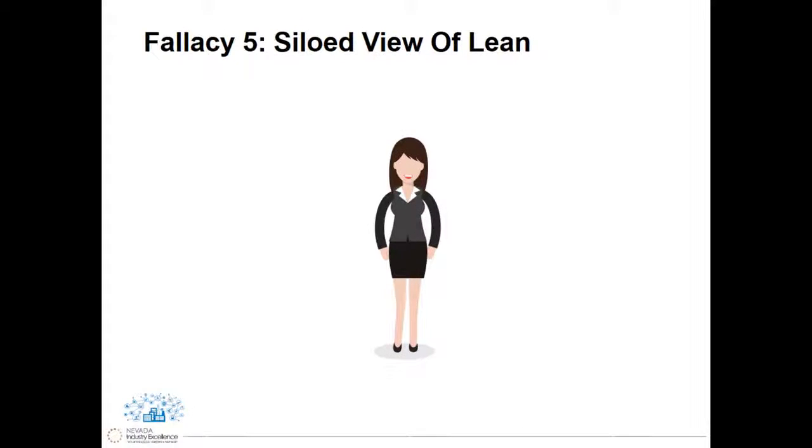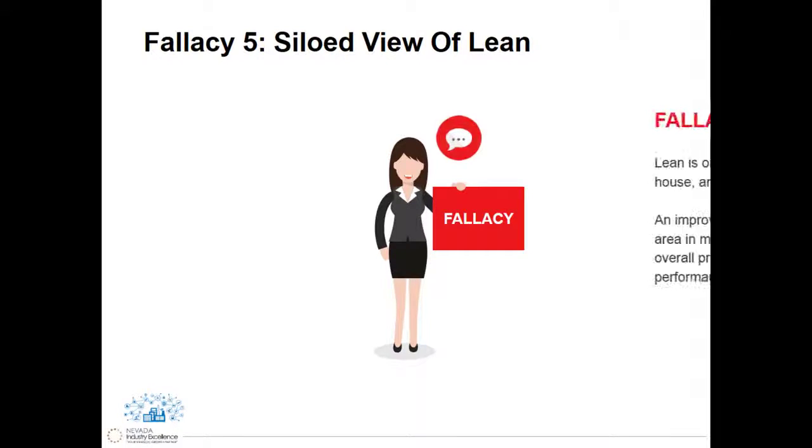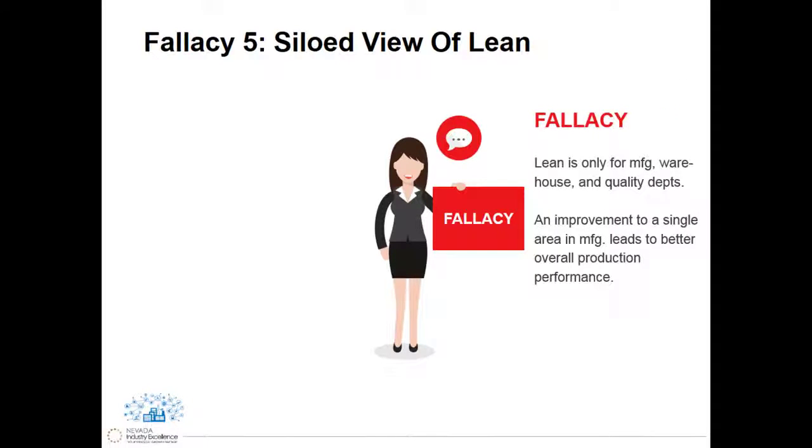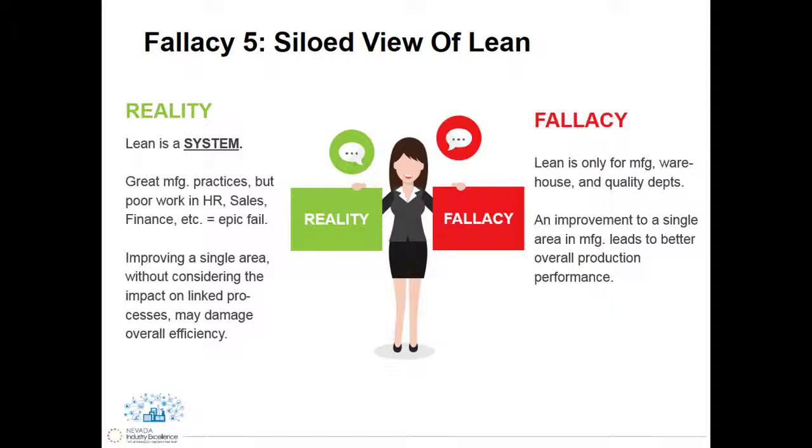The last fallacy is a siloed view that lean is only for manufacturing, logistics, and quality departments, and that to achieve better overall performance, we need to focus on improving individual trouble spots. In reality, great manufacturing practices, but poor work in other areas like HR, sales, and finance will lead to lean failure in the long run.